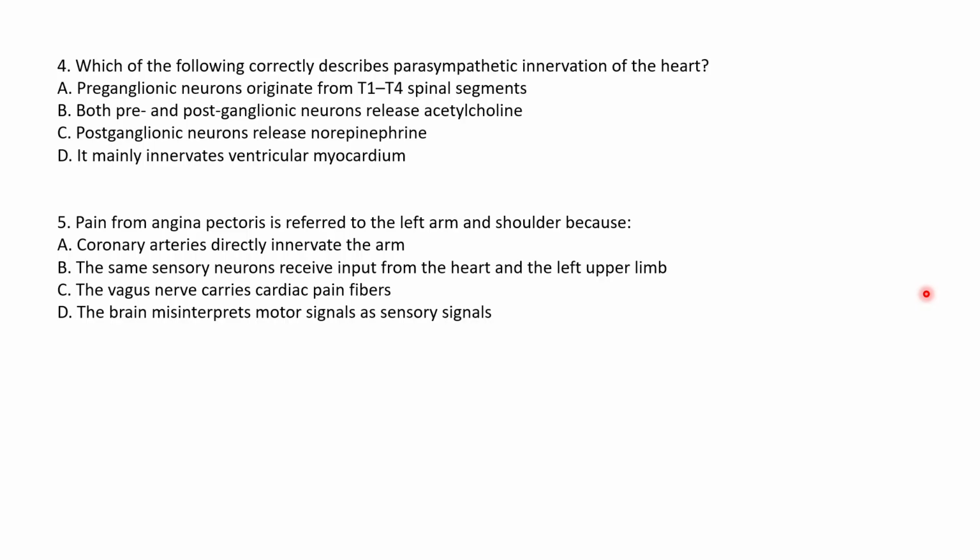Yeah, I think everyone's on the right track. The answer is B, which is that the same sensory neurons that receive input from the heart are also receiving from the left upper limb and shoulder region. So it's like there is a misinterpretation of these signals. While there isn't actually any real pain in the shoulder and the left upper limb, it feels that way.